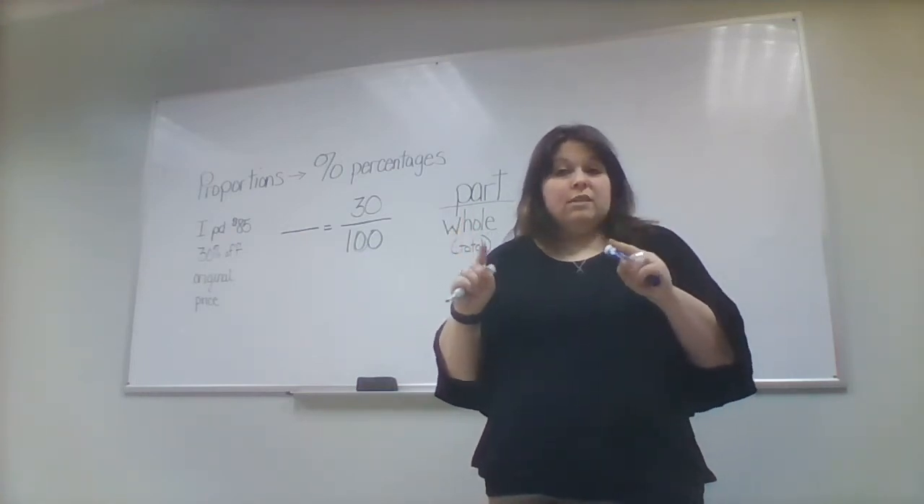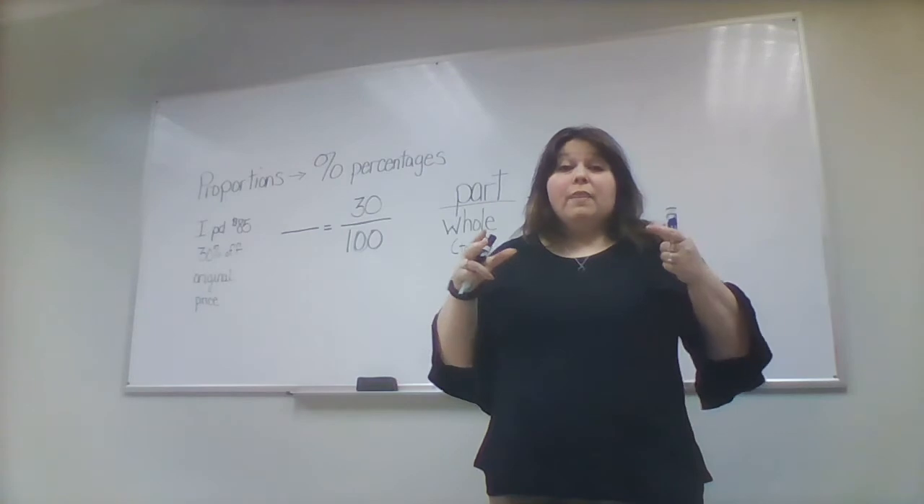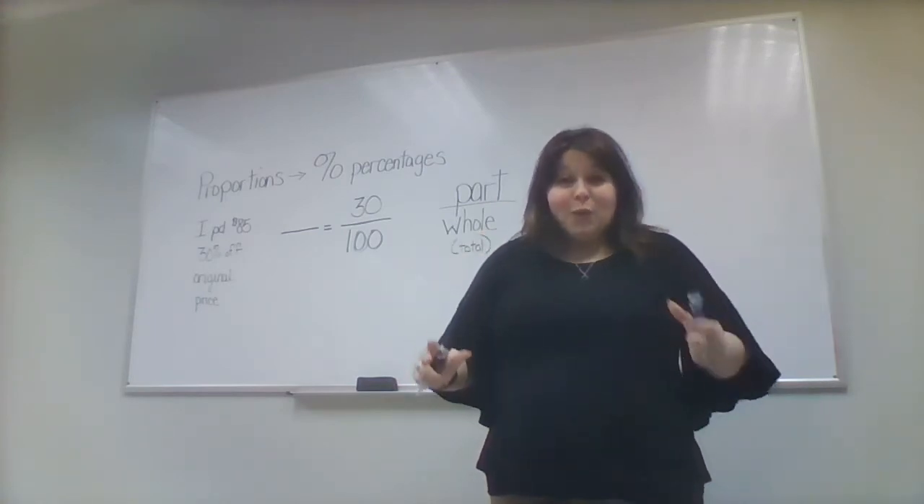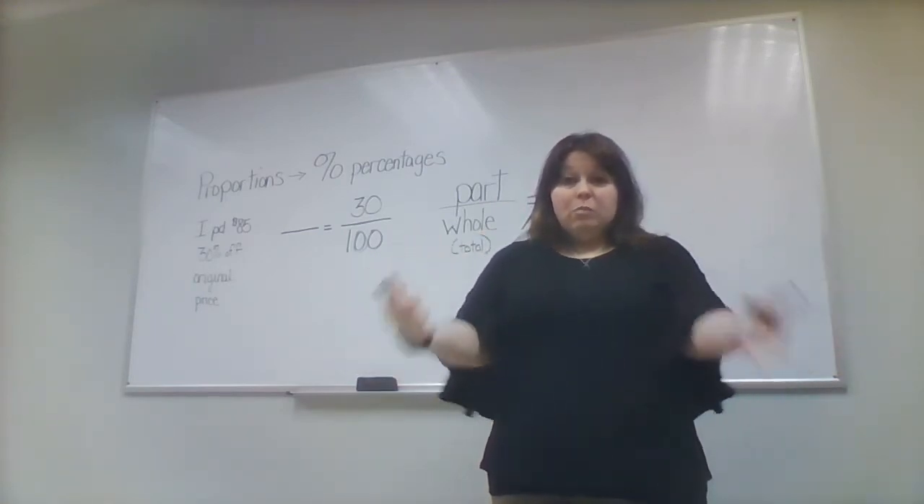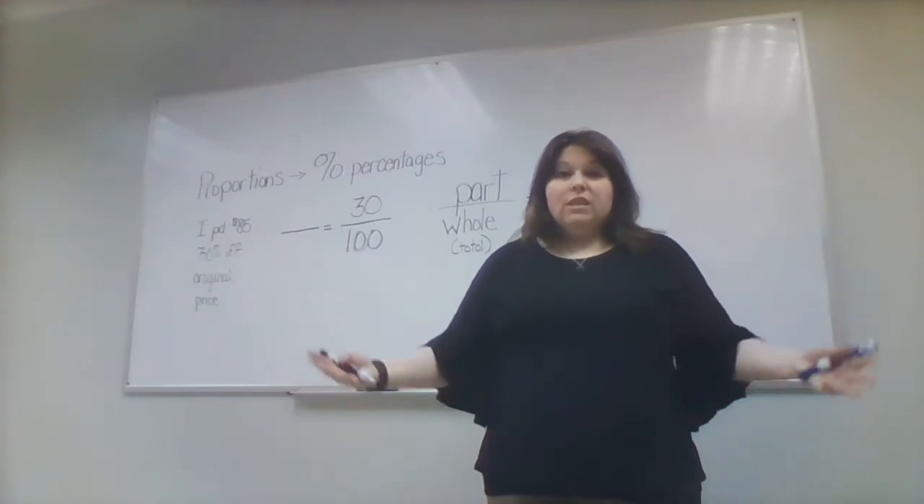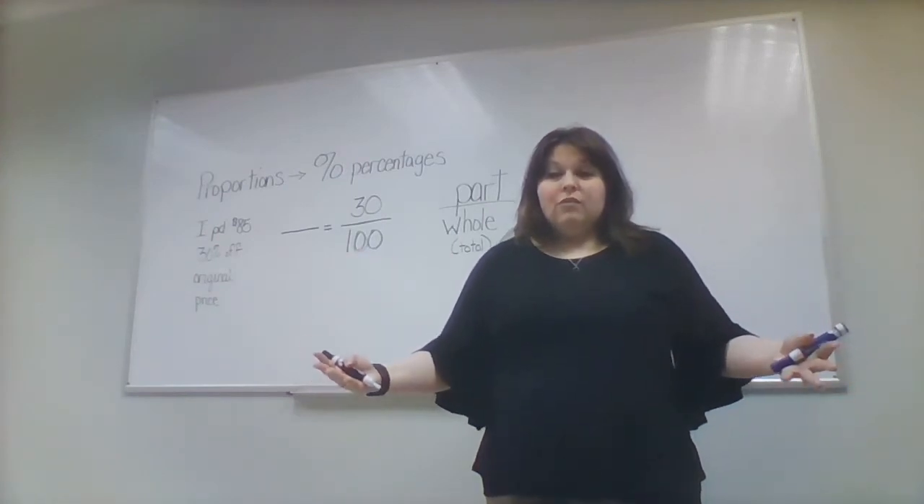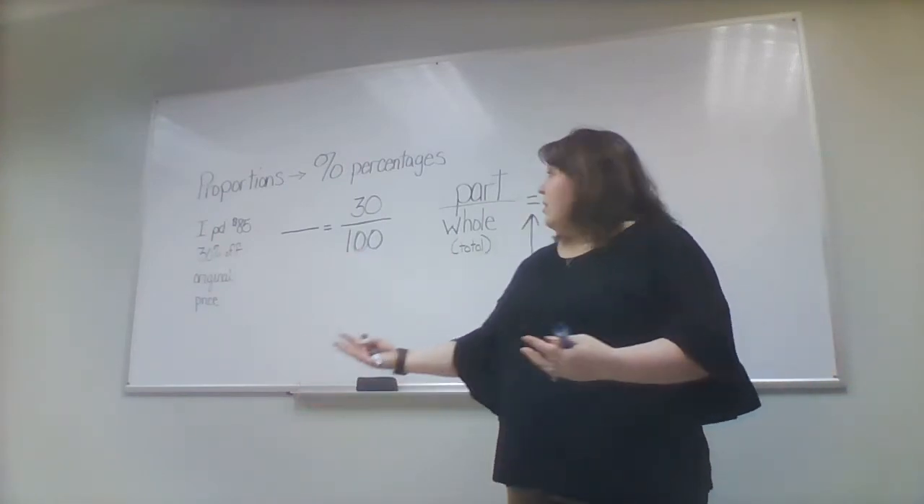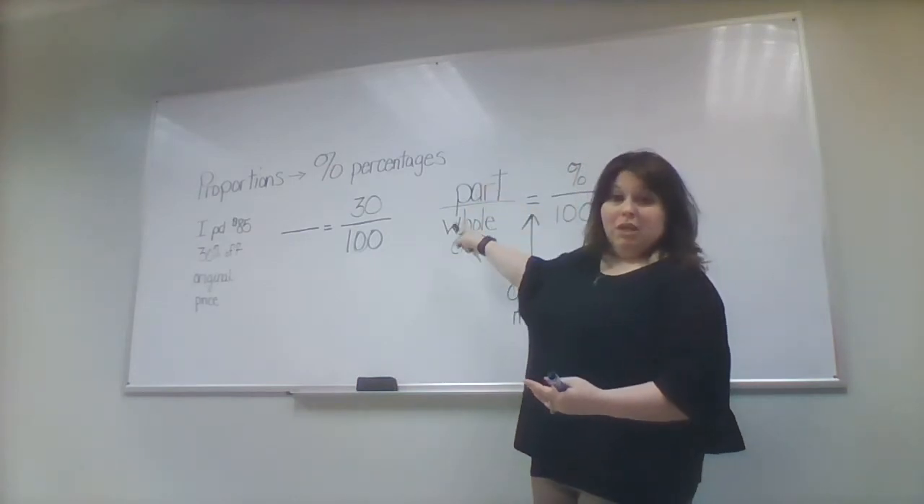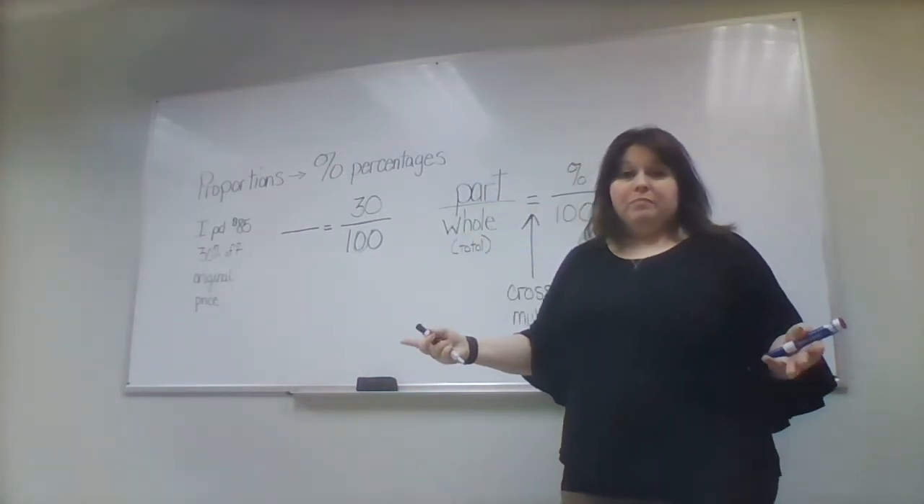The reason why I'm asking it that way is because usually the bigger number is going to go on the bottom, because it's the whole, like the pizza. We have 12 slices of pizza. If you eat 3 slices, the 3 is going to go on the top, but the big number is going to go on the bottom.